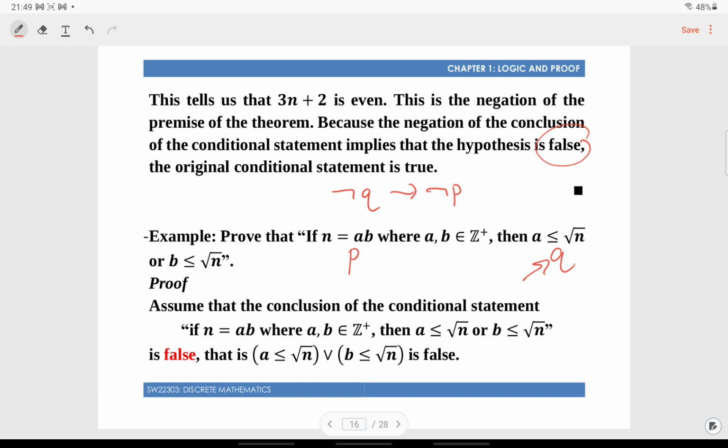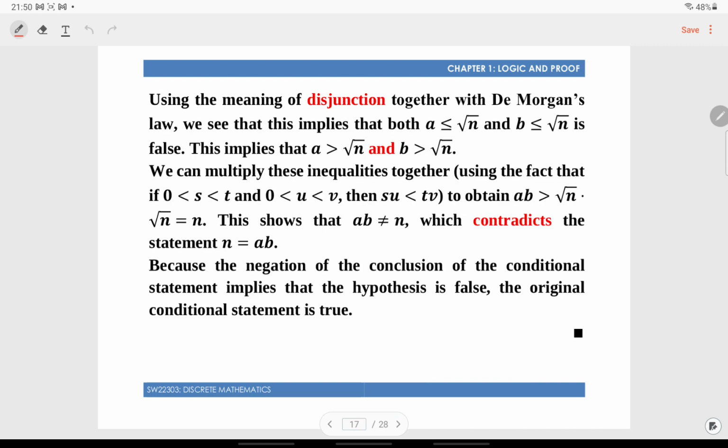Alright, so assume that the conclusion of the original conditional statement, a less than or equal to square root of n, or b less than or equal to square root of n, is false. Okay, so when false, what does it mean? If true is a less than or equal to square root of n, then we need to assume that the negation of this one is false. So how to make it false?